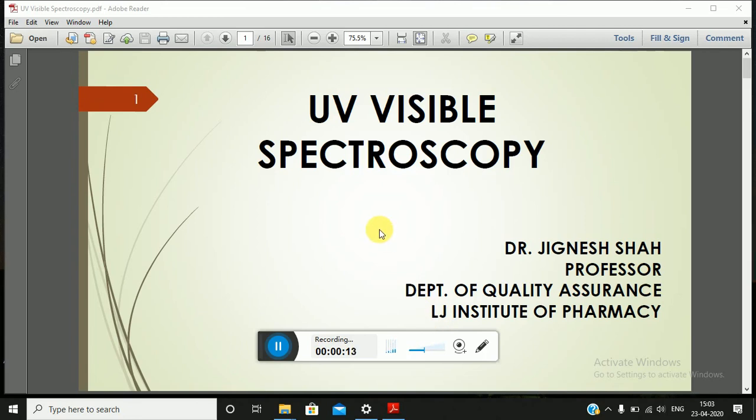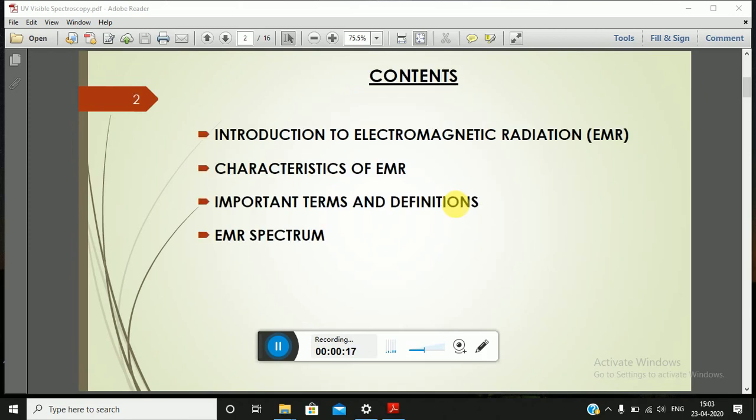Dear students, in today's class, we'll be focusing on UV visible spectroscopy. The contents are as follows. We'll be starting with the introduction to electromagnetic radiations, followed by characteristics of electromagnetic radiation. We'll focus on some important terms and definitions with respect to electromagnetic radiations, and we'll also focus on the EMR spectrum, that is the spectrum of electromagnetic radiation.